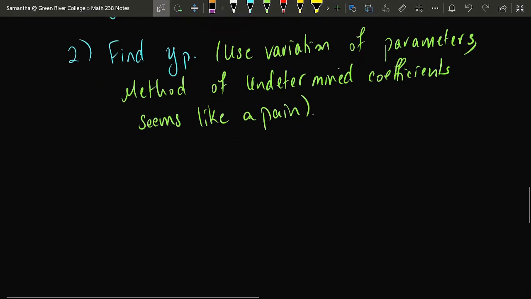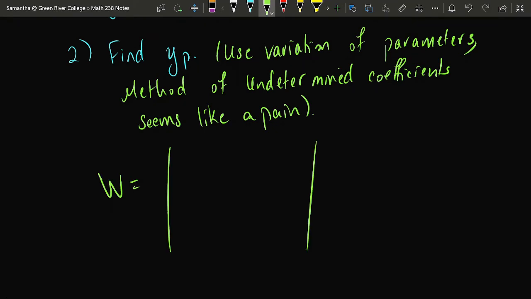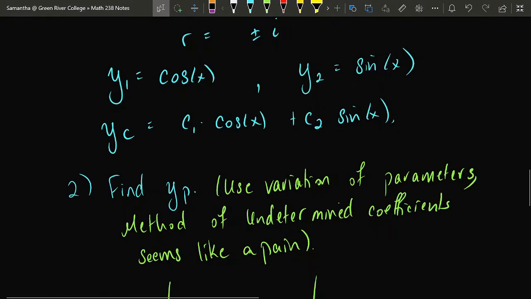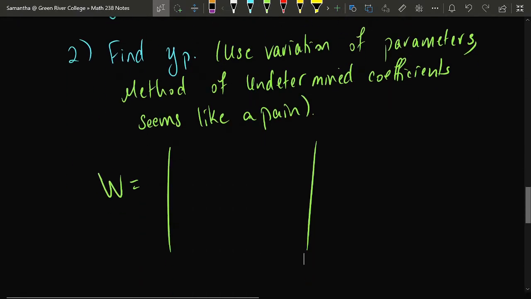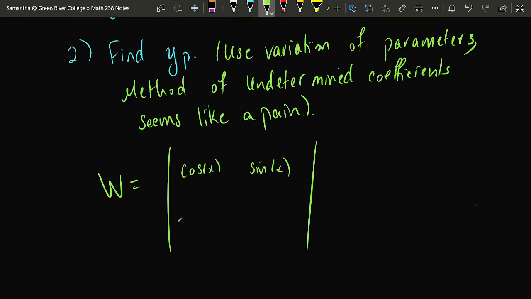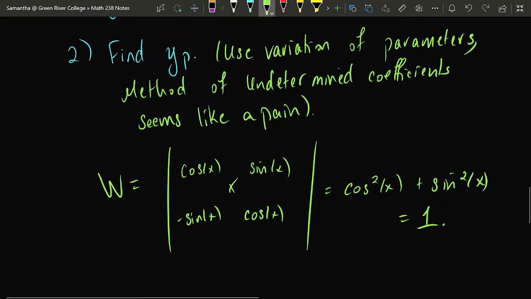So to that end, let's go ahead and find the Wronskian of the two functions, y1 and y2, the two independent complementary solutions that we found in the first step. So we have the two functions, cos and sine, written in order, and then we have their two derivatives. If I calculate the determinant of that matrix, I get cos squared plus sine squared, which can be simplified just to 1.